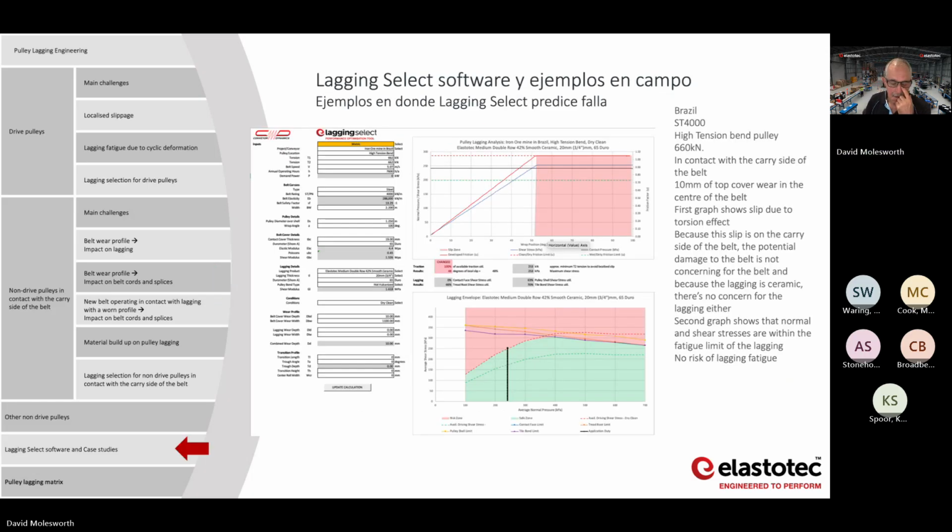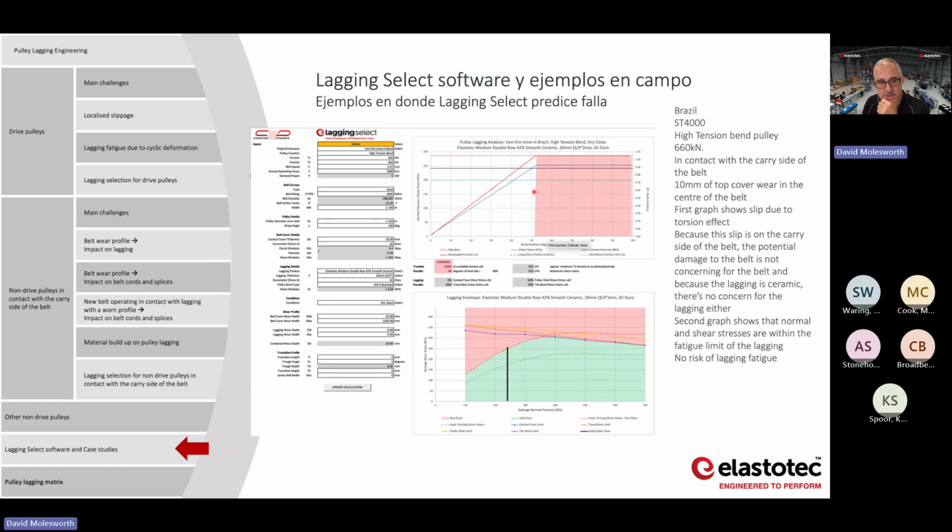Okay, so this is just two quick examples to show how you can use Lagging Select to determine whether or not on a high tension bend pulley you're going to end up with that severe damage in the center. This particular example was on a conveyor in Brazil, ST4000, 66 kilonewtons, and 10 mil of top cover wear.